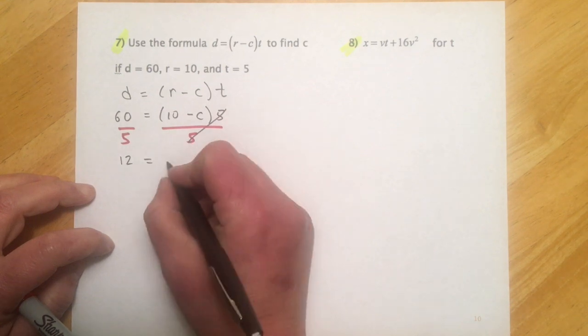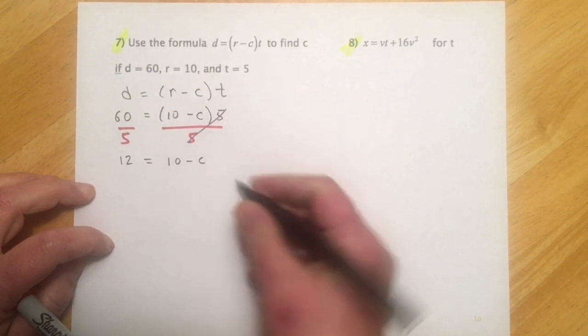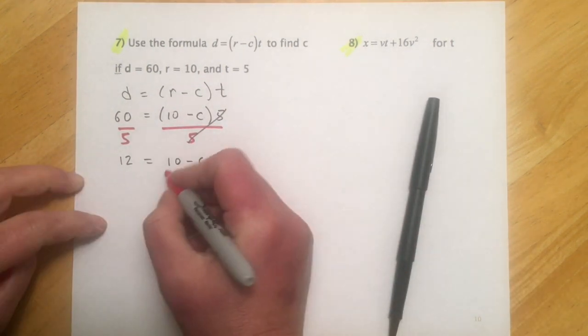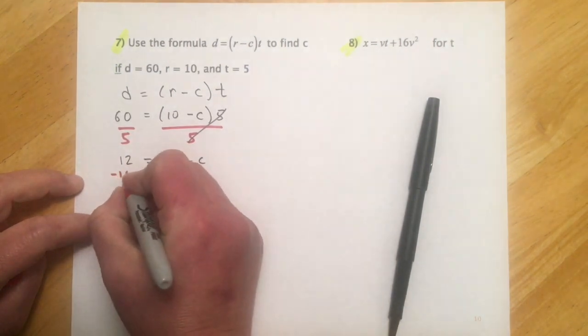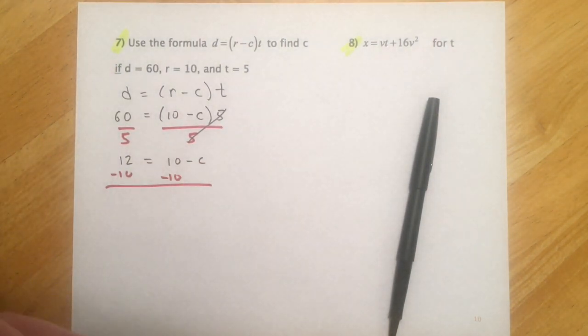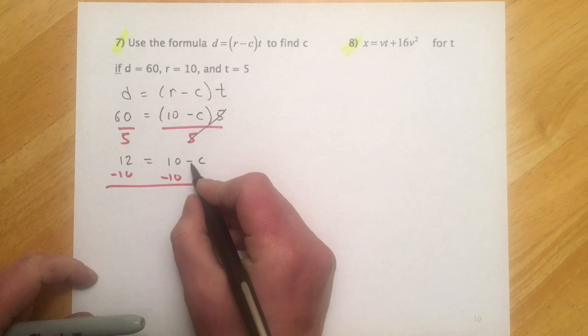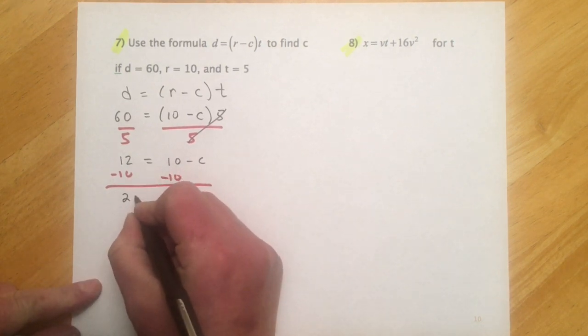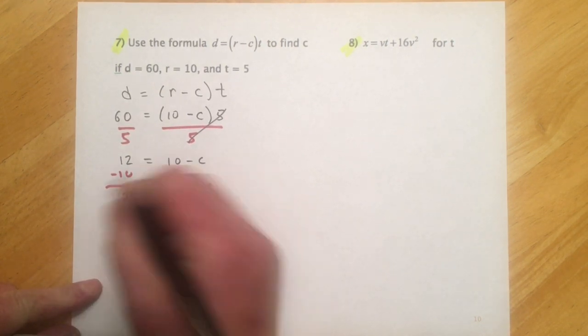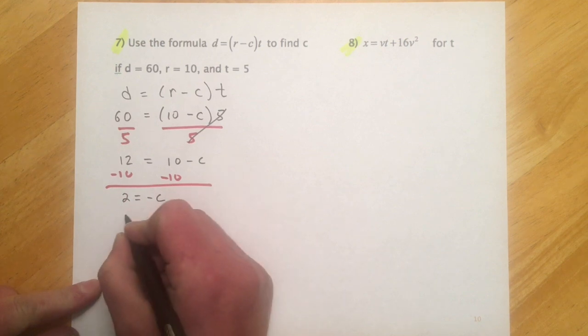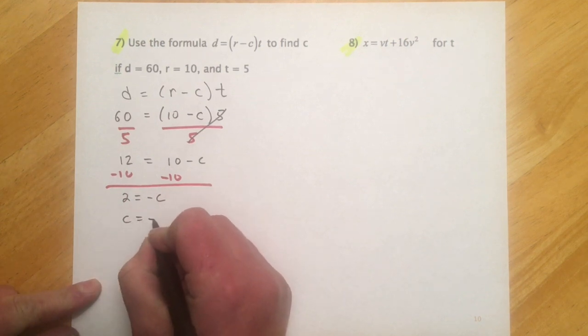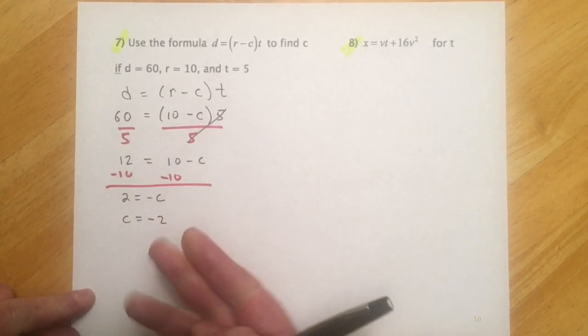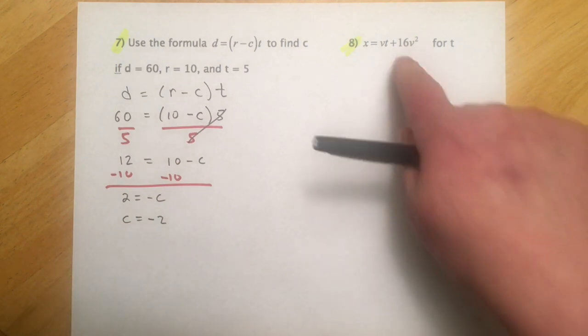So now my 5's cancel, and I have 10 minus c. And I'll scoot this 10 over. And careful not to lose that minus. So we end up with 2 equals negative c. So then multiplying both sides by -1, I get c equals -2, just to write it in the other order.